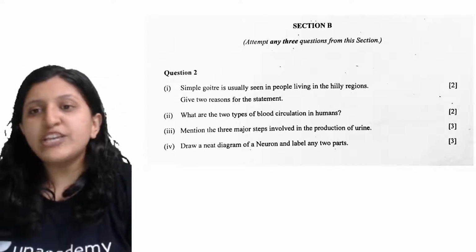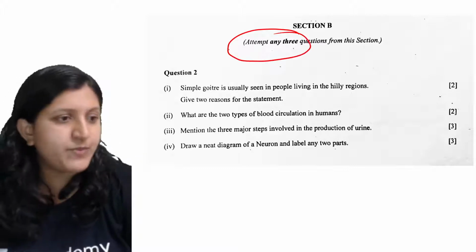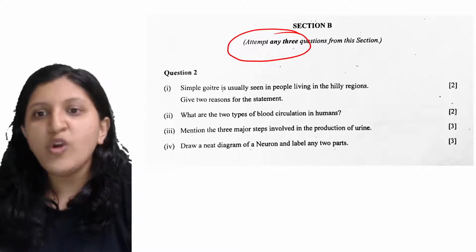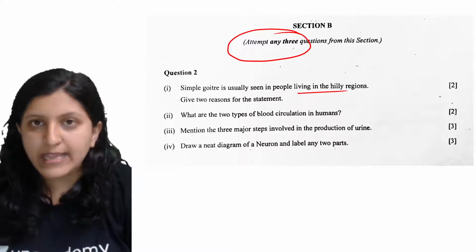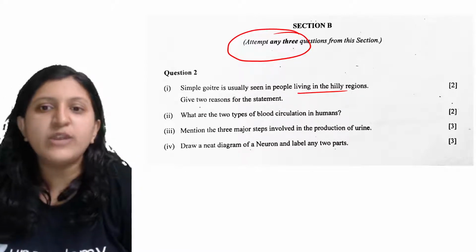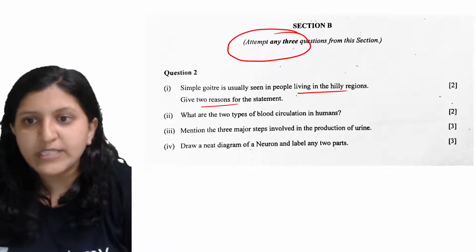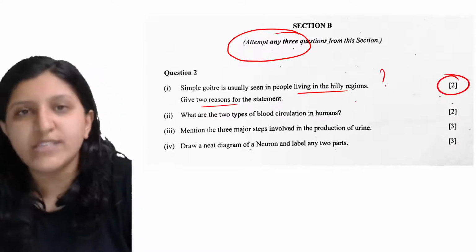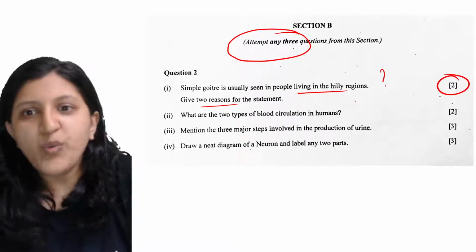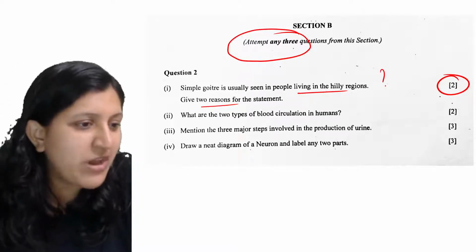Okay, so section B you will be attempting any 3. From this, simple goiter is usually seen in people living in the hilly region. So this one you need to give 2 reasons for this statement. What reason have you given for this? 2 reasons, because it will be carrying 2 marks. Okay, so what is that reason that you have mentioned?